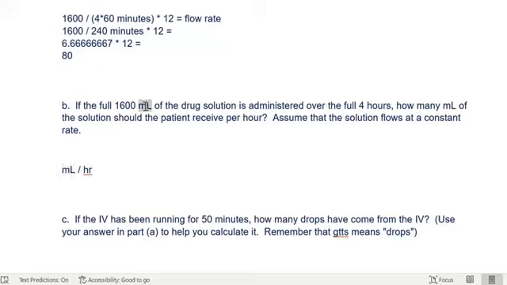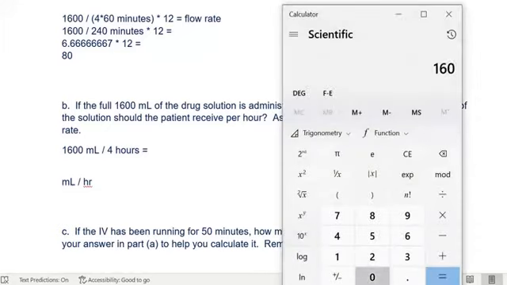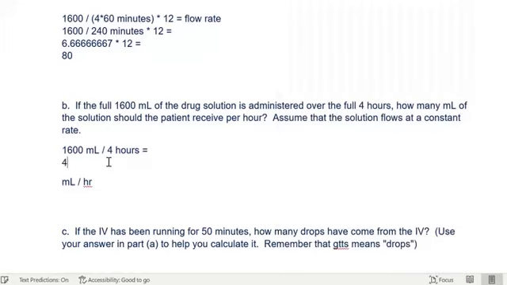And to make that happen, you can take the full volume of 1600 and divide that by the 4 hours. And when you do that, your units are milliliters divided by hours, which is what our goal is at the end of this question. It's 400 milliliters per hour for 1 hour. That's our answer for part B.